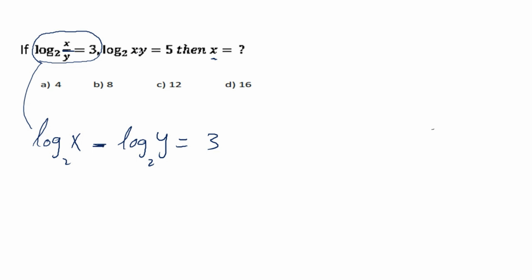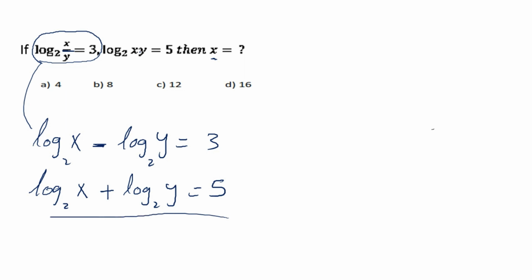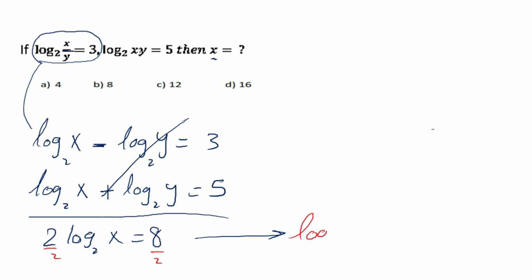And in case of multiplication, it can be written as log 2 for x plus log 2 for y is equal to 5. Then add these two equations together. So 2 log 2 for x is equal to 3 plus 5, which is 8. By dividing both by 2, log 2 for x is equal to 4.